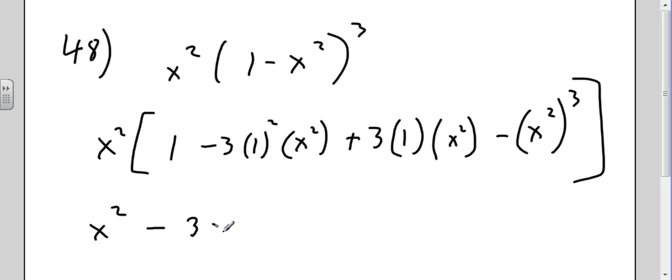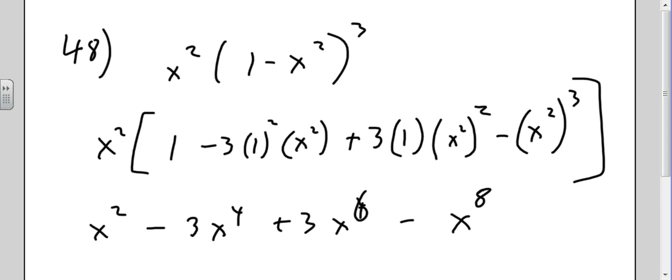Alright, so I've got x squared, I've got minus 3x to the 4th. I've got plus 3x to the 4th. I do. No, I don't. Yes, I do. 3x to the 6th minus x to the 8th. All right, there we go. Did it.